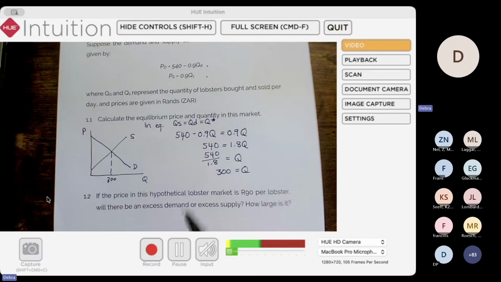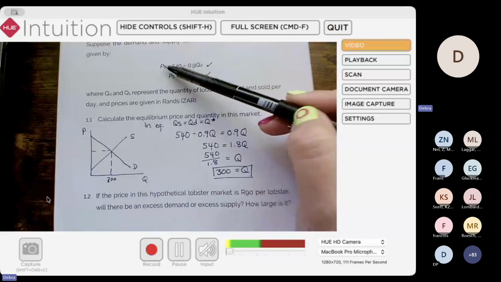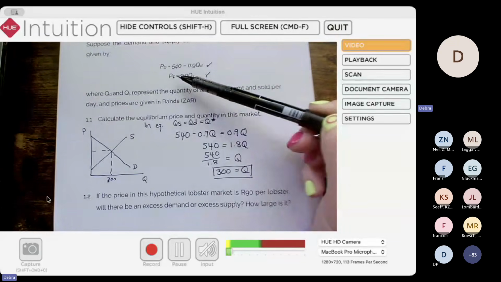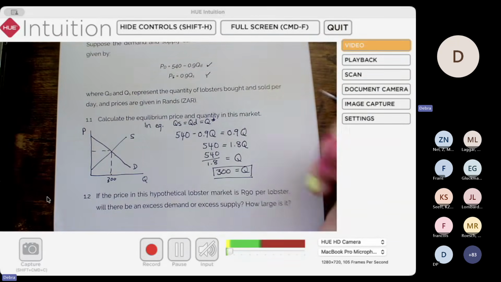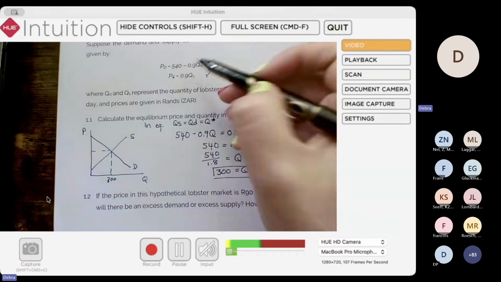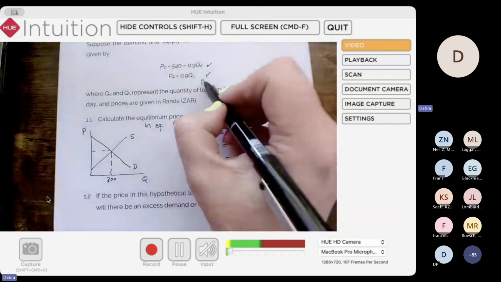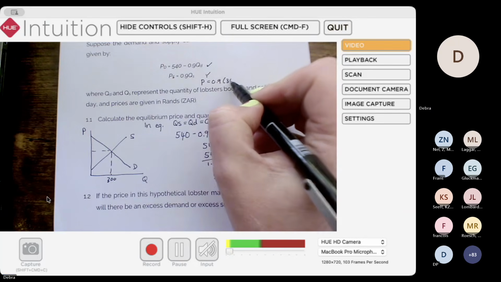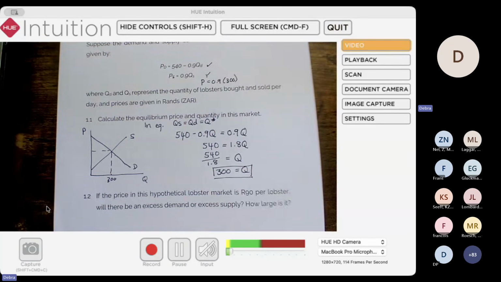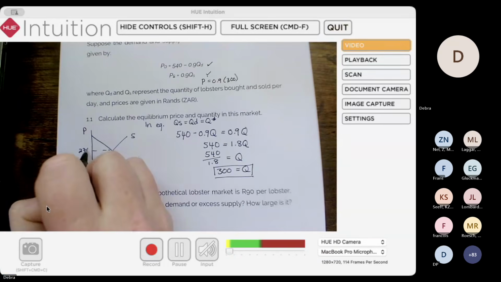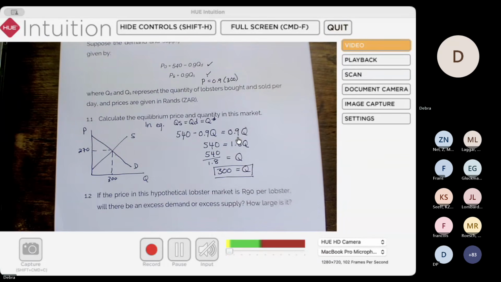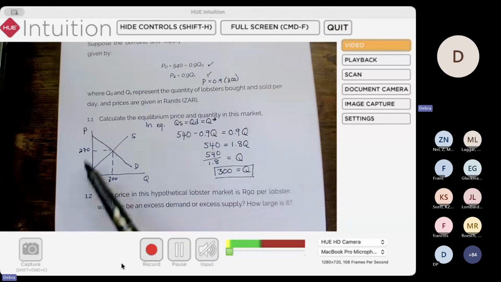And then in order to get the price, we sub that into either of those equations there. So subbing a quantity of 300 into either the demand curve or the supply curve should give us the same price, because that's what equilibrium implies. So the easiest one to plug it into is the supply. So price is equal to 0.9 times 300, and 0.9 times 300 gives me 270. Okay, everybody happy with that answer? So 300 and 270.